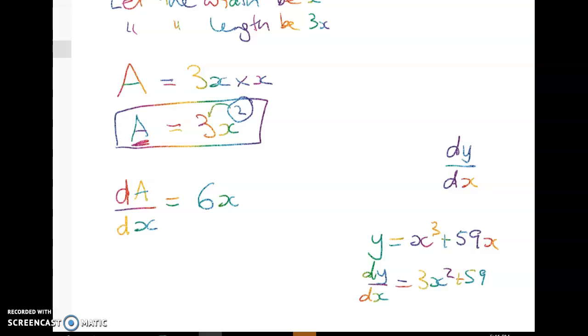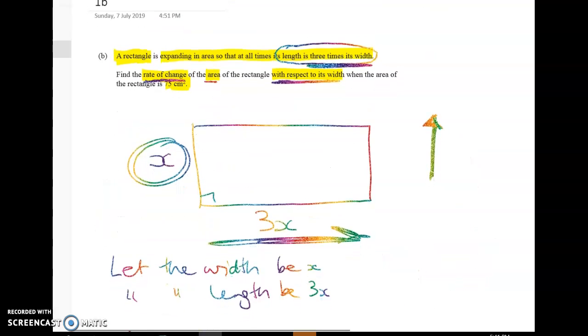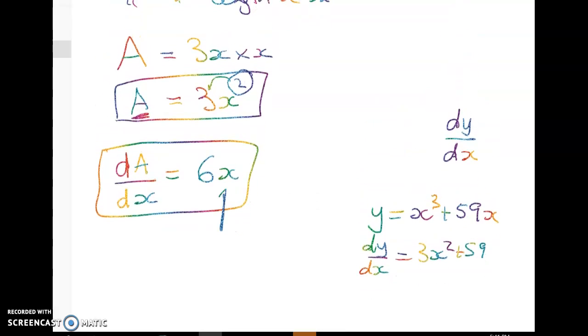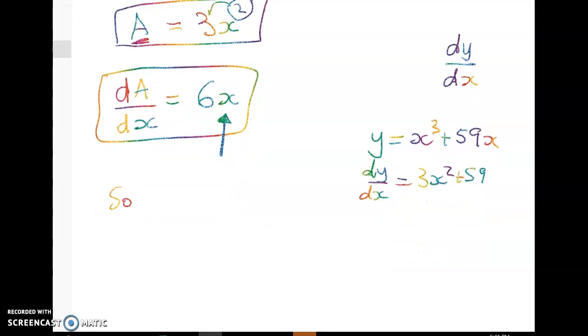Now, what's the last thing that I have to do? Well, this is the rate of change of area with respect to x. Okay, but we've got a specific question. Find the rate of change of area with respect to the width when the area is 75 centimetres squared. So I need to figure out, if area is 75, what value of x do I have? In other words, what's the width? So we're going to solve 75 is equal to 3x squared. 25 is equal to x squared. So x is equal to 5 centimetres.